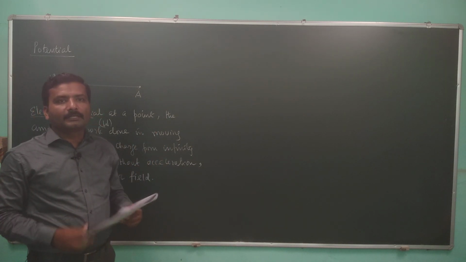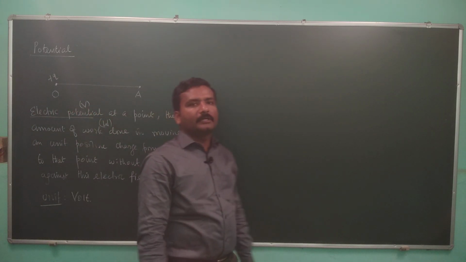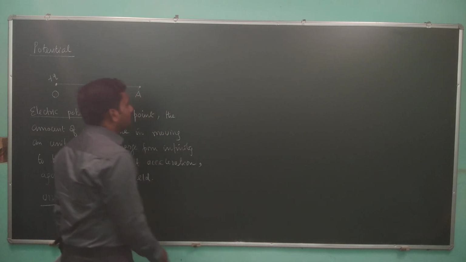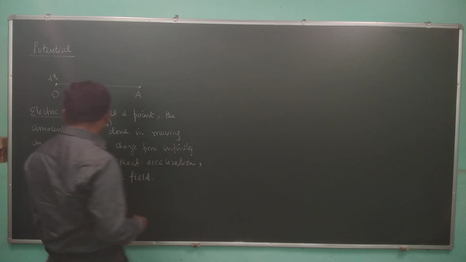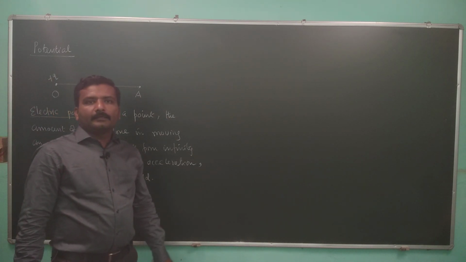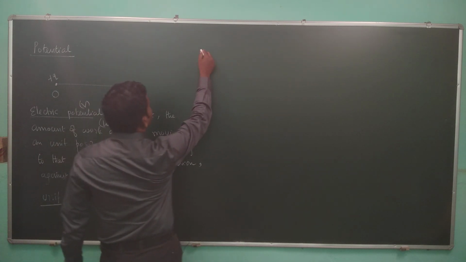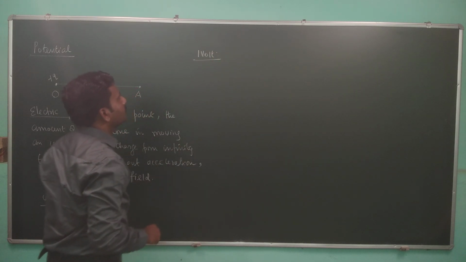With this understanding, let us define the unit of electric potential. The unit of electric potential is volt. Volt is the name of a scientist, so it should be written with the first letter capital. Okay, the unit of the electric potential is volt. Now with this understanding, let us define what is 1 volt. How to define 1 volt?